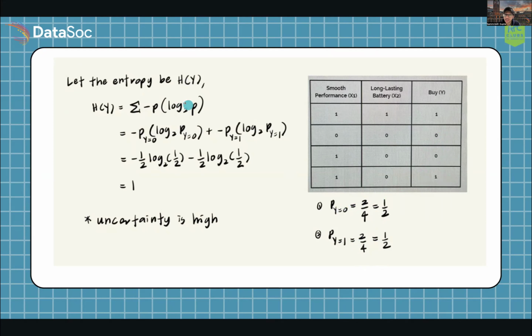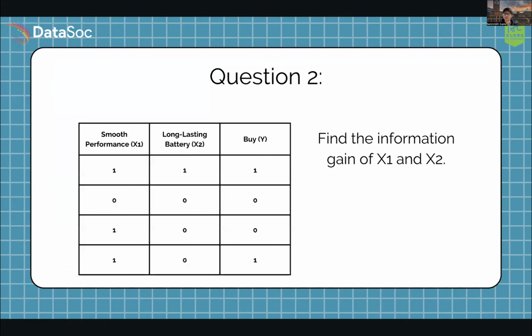So now we just plug in these values in this formula. So we'll have minus half, which is the probability of y 0, multiplied by log to the base 2 of 1 by 2, minus again half log to the base 2 of 1 by 2, which comes out to be 1. And that means the uncertainty is very high, right? Because the higher the value of entropy, the more uncertain it is. The lower it is, the more certain you are.